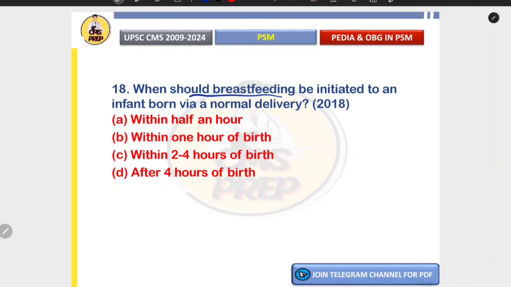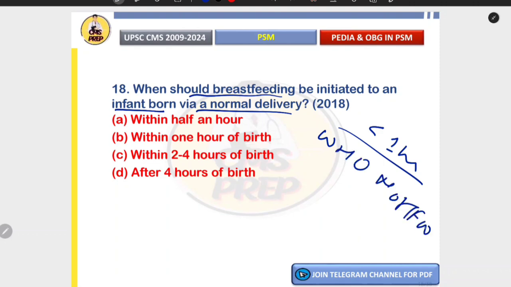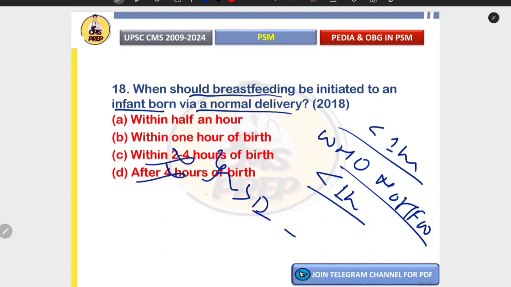When should breastfeeding be initiated to an infant born via normal delivery? So the correct option is within 1 hour. So WHO and the Ministry of Health and Family Welfare have guidelines set at less than 1 hour. 2 to 4 hours and after 4 hours are incorrect because it is delayed and associated with higher risk of hypothermia or hypoglycemia. Hence the golden hour of breastfeeding is within 1 hour of birth. The correct answer is B.